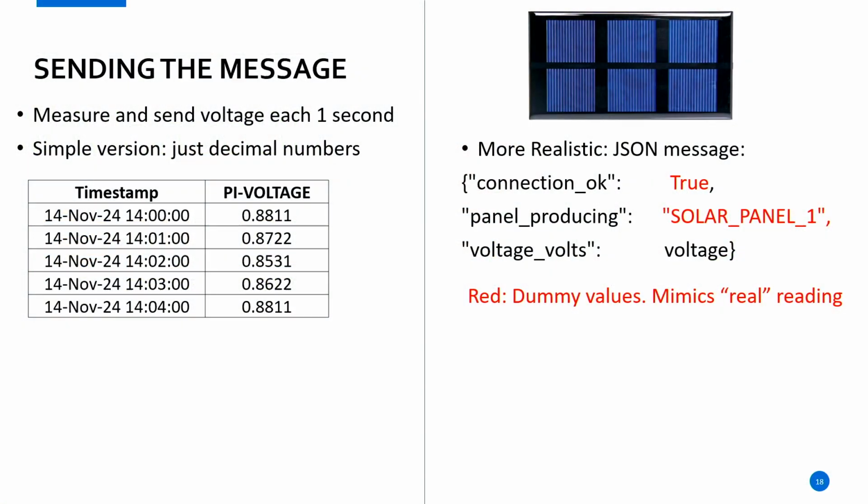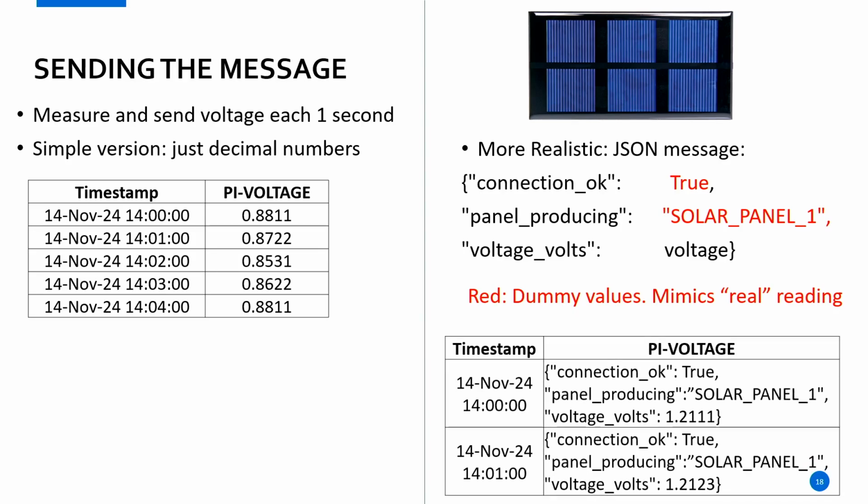But another way that we see this data being flown around in real life is as JSON messages. So if you're new to Python, you can kind of imagine this as like a little dictionary. But what I've done here is we're measuring the voltage every 1 second, and then I've padded this with some additional dummy data to create these JSON messages. And what that looks like then is instead of every 1 second we send a decimal number, we then send these little messages every 1 second.